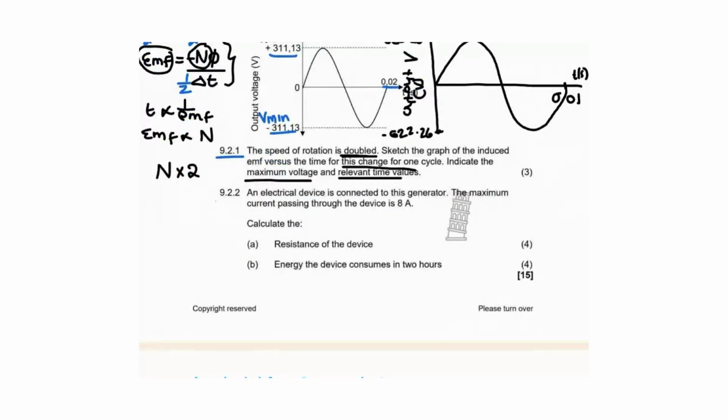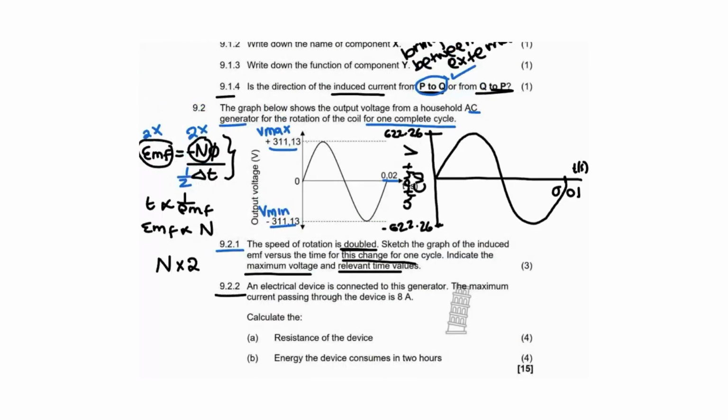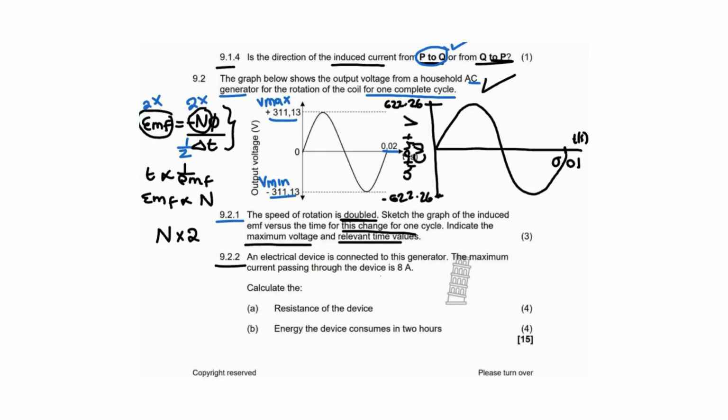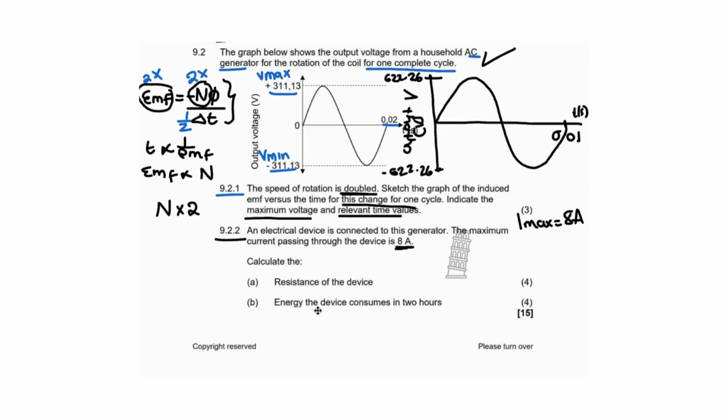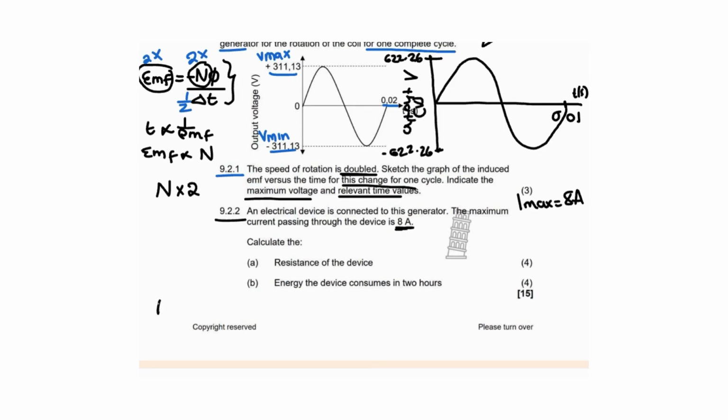Okay, 9.2.2, an electrical device is connected to this generator. So we are now on this generator there on the first statement. The maximum current passing through the device is 8 amperes. So we have Imax is 8 amperes. First question, calculate the resistance of the device. So the formula for resistance, we know V is I times R. So R is Vmax over Imax.